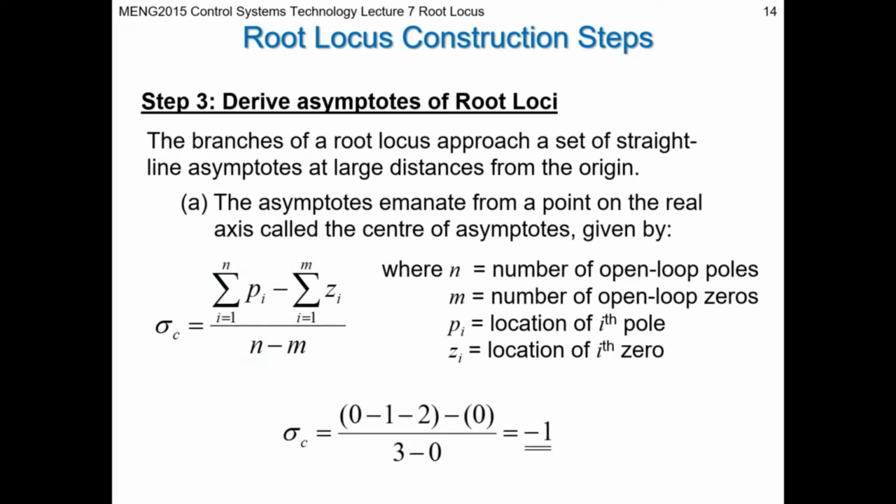So in this case, our poles are at 0, minus 1, and minus 2. So we sum them together: minus 1 minus 2 is minus 3, minus 0 because there are no zeros, divided by 3 poles, n, minus no zeros, m. So that's minus 3 upon 3 equals, sorry, minus 1. So we have a minus 1. That's the center of our asymptotes for this particular root locus.